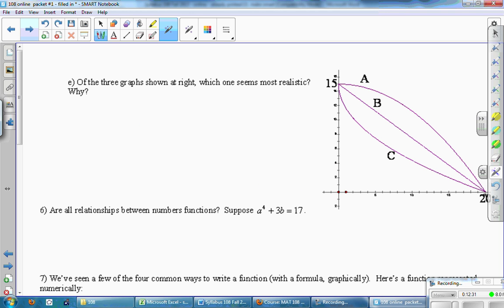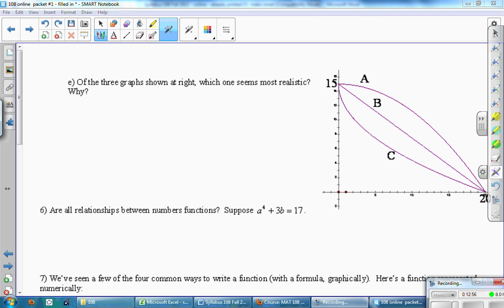Part E, of the 3 graphs shown at right, which one seems most realistic and why? So we're supposed to be looking at the graphs of the value of the car as time passes. So pause the video here, analyze these 3 graphs, and decide which one you think is most realistic and why. Okay, let's see how we did.